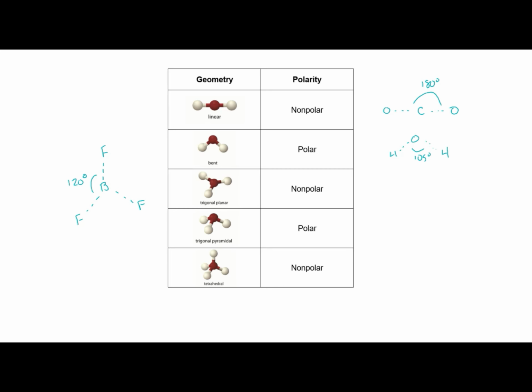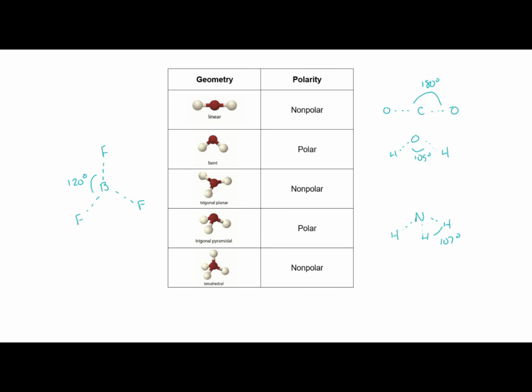An example of a trigonal pyramidal is ammonia. So ammonia is a nitrogen atom bonded to 3 hydrogen atoms. In ammonia, the bond angle is 107 degrees. This means the polar bonds between the nitrogen and the hydrogens do not add out like the trigonal planar molecule. Therefore, trigonal pyramidal is polar.